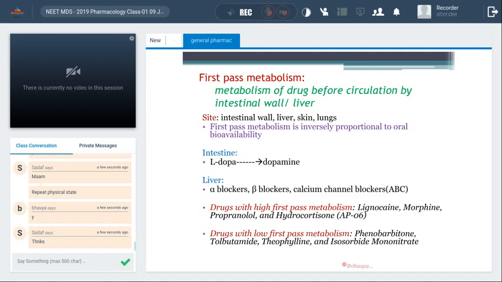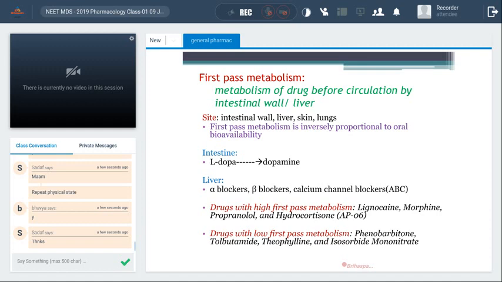Okay, so we'll go to the next concept, first pass metabolism. Now I just told you all drugs may not have 100% bioavailability. It differs from drug to drug. Why is it not 100%? Why is it not completely entering the systemic circulation? I just mentioned to you that some of it can get destroyed on its movement through the gastric wall or the intestinal wall. Particularly for oral, I mentioned, particularly for oral, isn't it? Or by the portal circulation liver. That is called first pass metabolism.